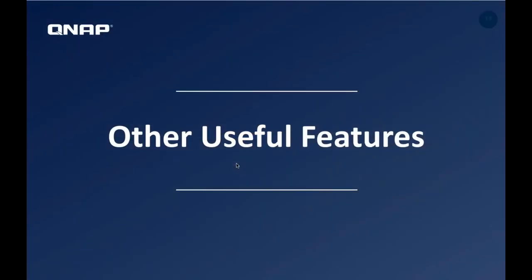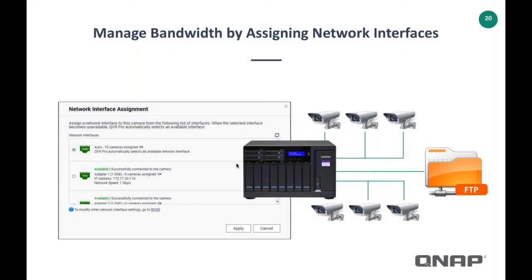So let's talk about just a few other useful features with QVR Pro. One really useful feature is how we manage the bandwidth. You might have noticed that almost every NAS we sell will have multiple LAN ports. Like this unit here has 4 gigabit LAN ports. It has 2 10 gigabit LAN ports built in. So you can just plug in all your LAN ports into your switch, and you can decide what cameras stream to the NAS through what LAN ports.